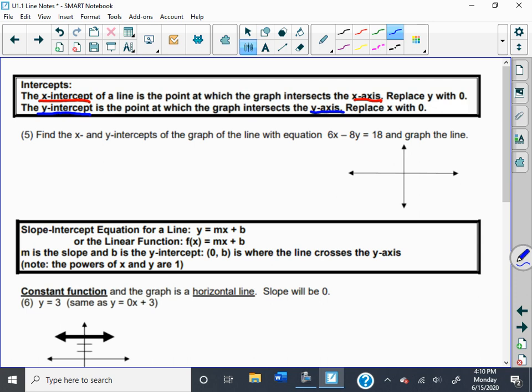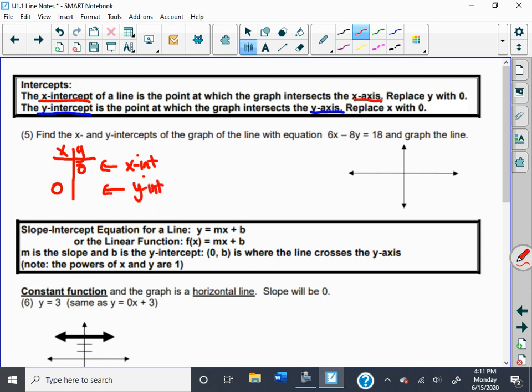All right, in number 5, find the x and y intercepts of the graph of the line with the equation 6x minus 8y equals 18. Then we're going to graph the line also. Really you're just making an xy table. If you want to find the x-intercept, you replace y with 0. If you want to find the y-intercept, you replace x with 0.